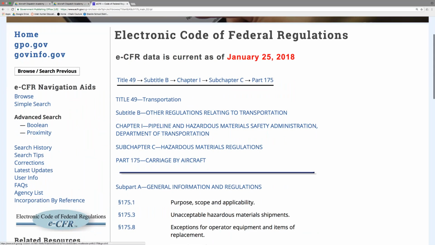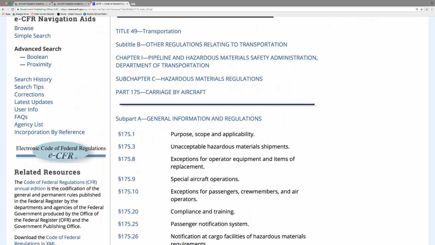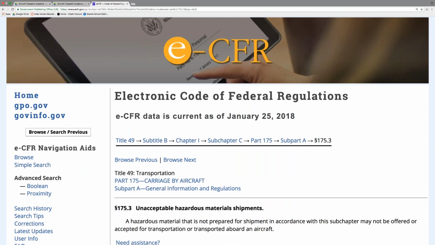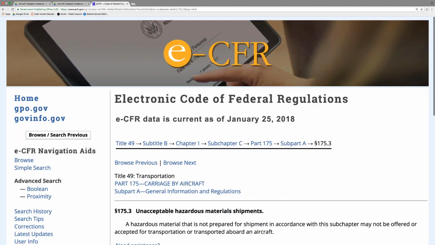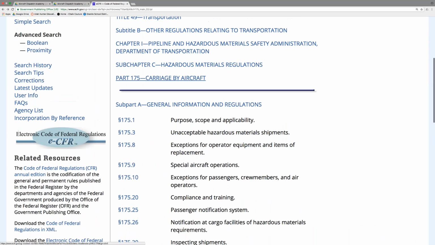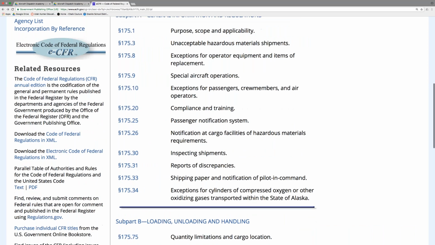this just talks about carriage by aircraft. So in the ADX, this is where some of the questions come from, right? More specifically, some of the things that you guys saw about unacceptable hazardous material shipments or requirements for hazardous material. This will go over some of that stuff. So this is just saying carriage by aircraft, like what's allowed on the airplane.